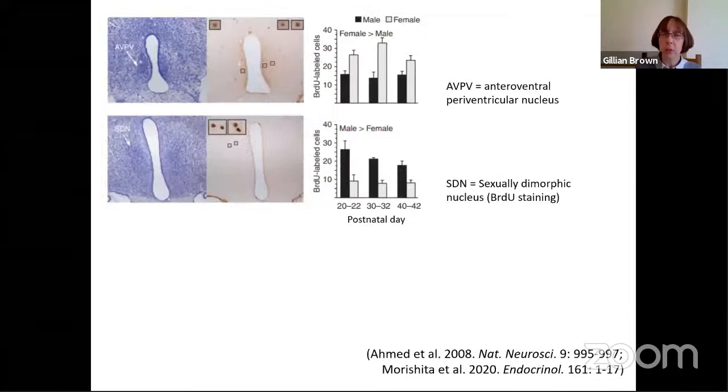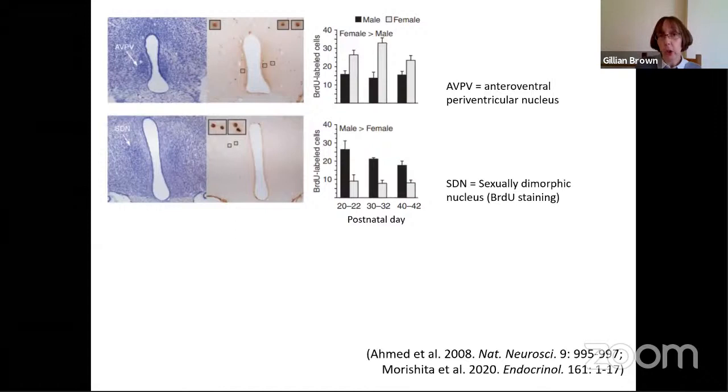This is just some data from Professor Cheryl Sisk's lab at East Lansing at Michigan State University in the USA, from their 2008 Neuroscience paper. This is looking at two areas of the hypothalamus. We have the AVPV and the SDN: the anteroventral periventricular nucleus and the sexually dimorphic nucleus.